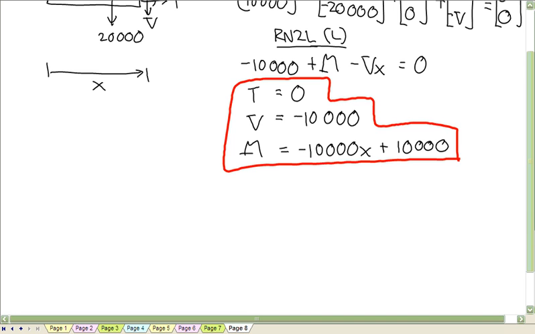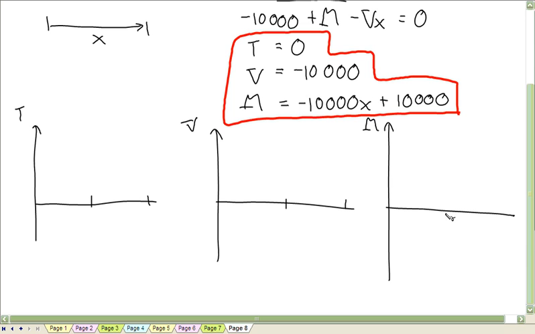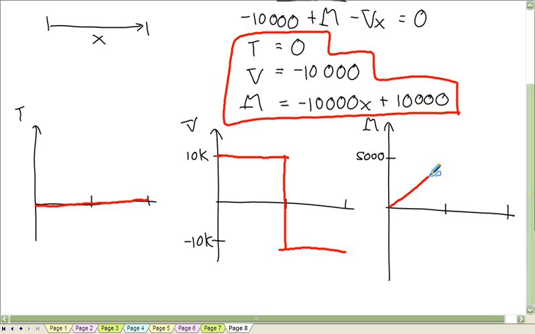So these diagrams look like this. The tension is 0. The shear force is positive 10,000 and then jumps to negative 10,000. And the bending moment goes up with a slope of 10,000 to the midpoint and then goes down back to 0 over here.